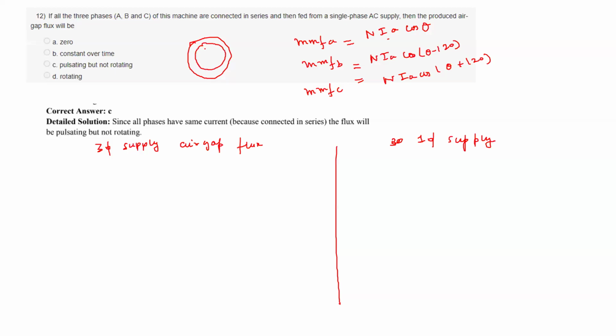Okay. And if it is a salient pole machine like this, so you have rotor and this is stator. Now in the stator, you are giving these three phases, IA, IB, IC. Now suppose these three currents are DC, let us say for case one, IA is equal to IB is equal to IC is equal to IDC.